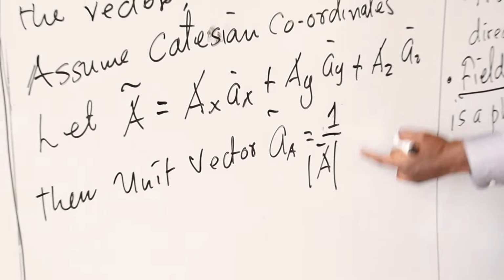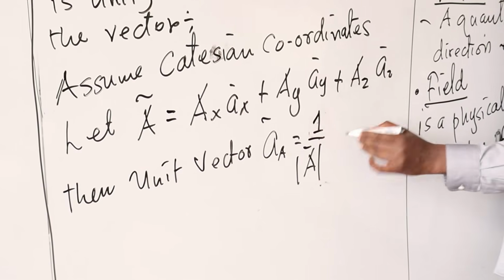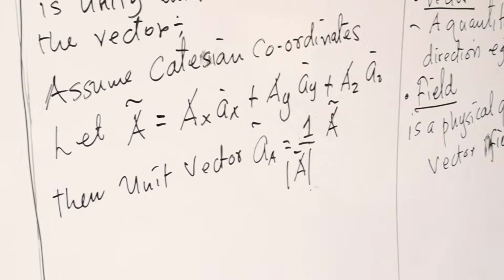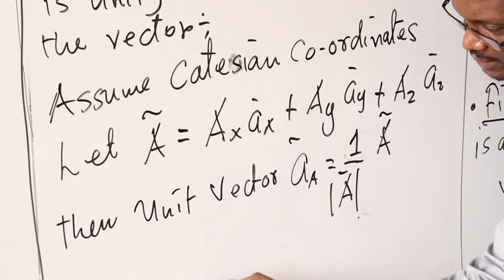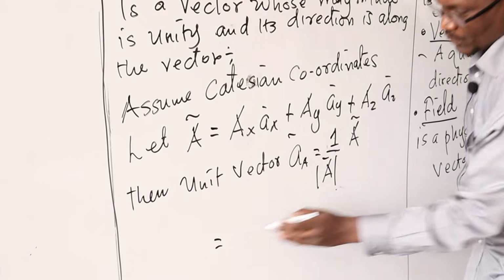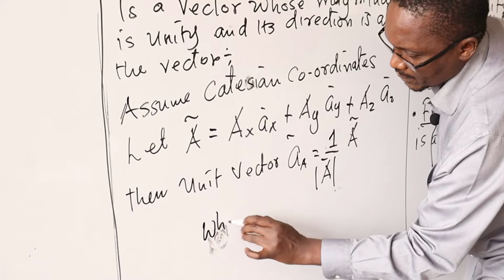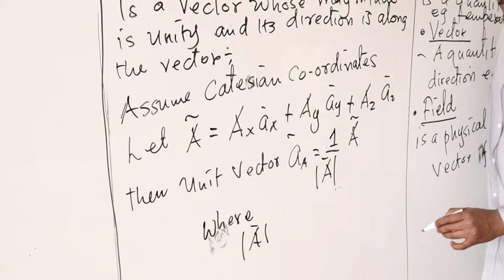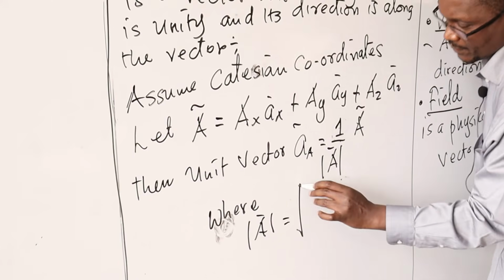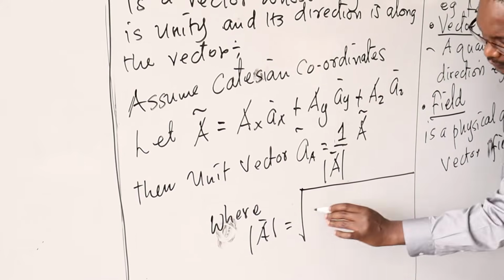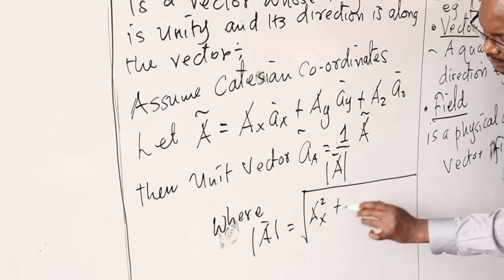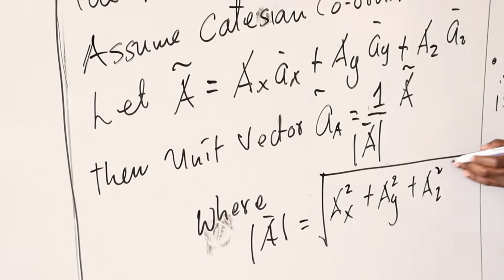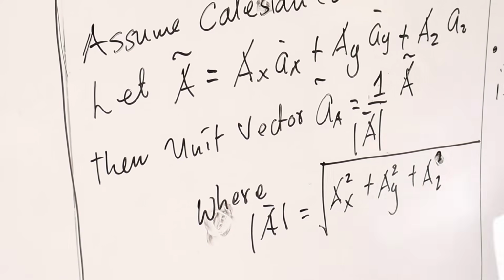Double lines in a vector stand for the magnitude of that, so 1 over that magnitude of A bar. If we write this, the magnitude of A bar is represented as the root of AX squared plus AY squared plus AZ squared, like so.